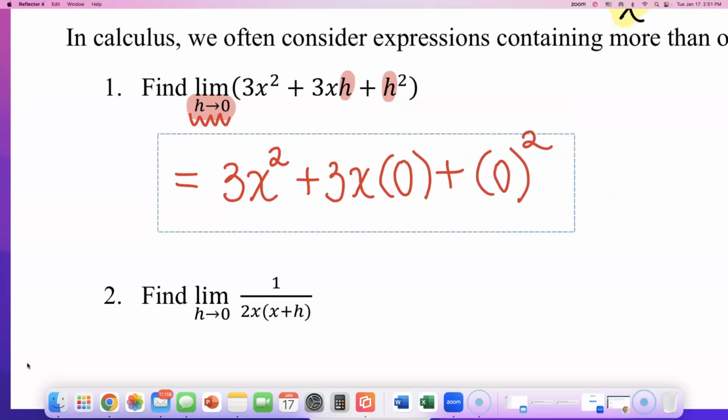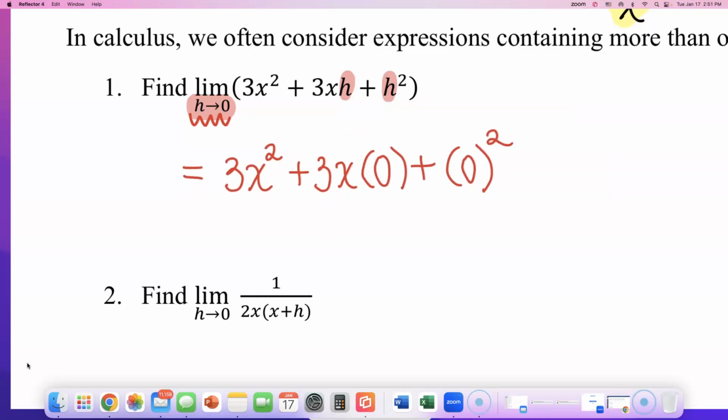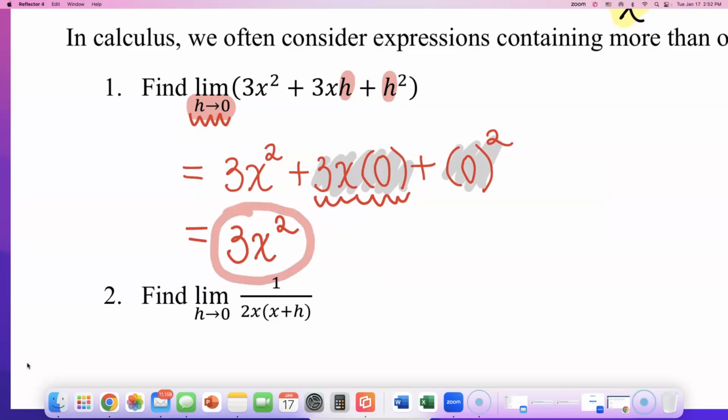Okay, so let's simplify this. That is 3x squared. But look, this gray highlighted part, that's just 0, isn't it? Because you're multiplying 3x times 0. This also just turns into 0. So guess what? My final answer is 3x squared.